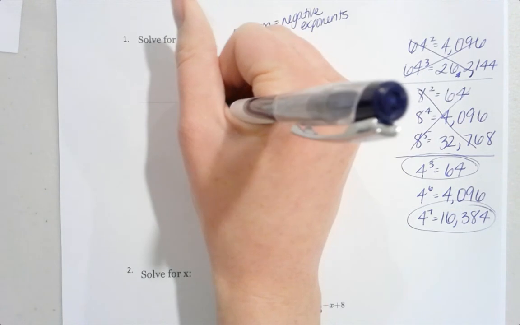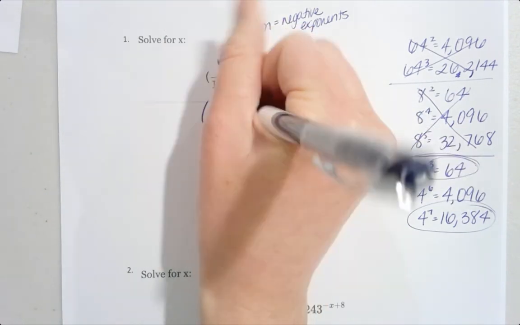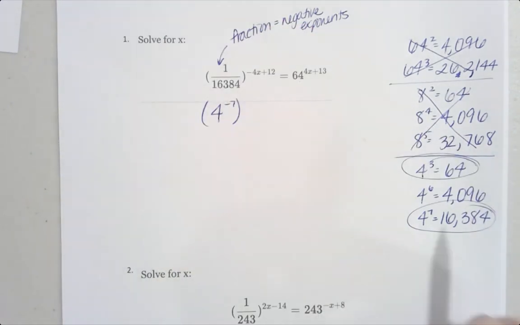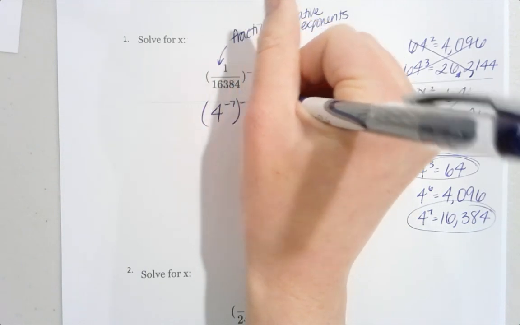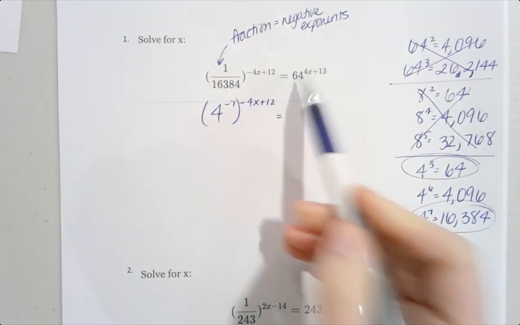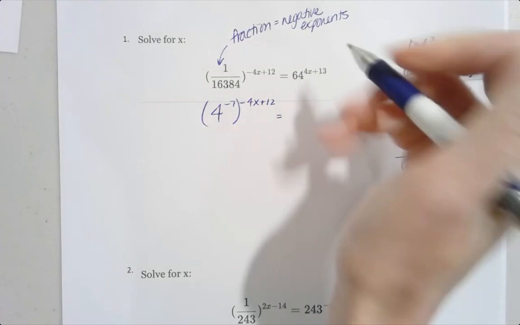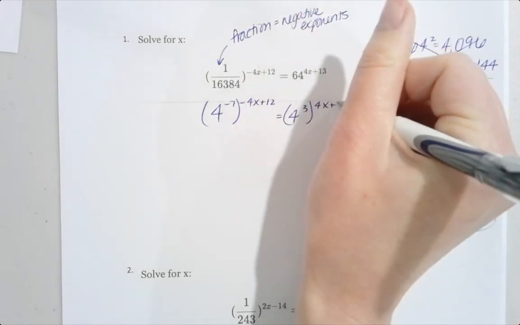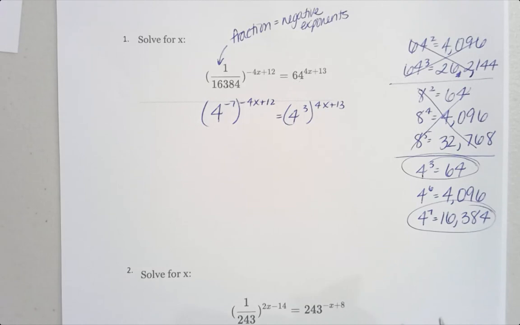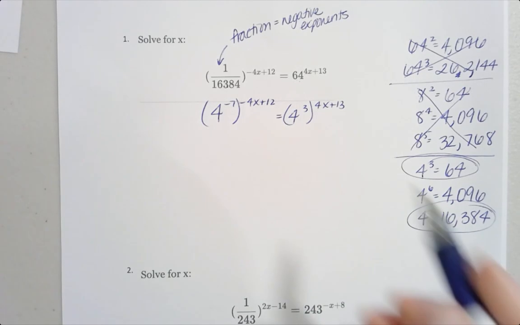So I'm going to rewrite this as 4 to the negative 7, right? Because that would indicate I would be in the denominator, all raised to the negative 4x plus 12. On this side, I'm going to change my 64 to a 4 to the third power, all raised to the 4x plus 13. And I'm just going to carry out all the steps that I was doing before.